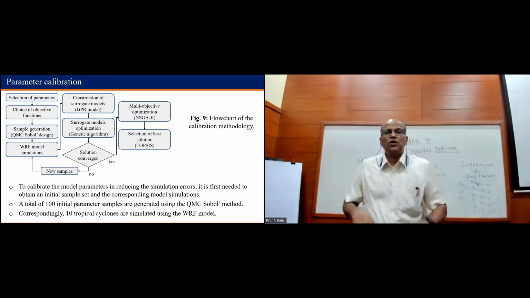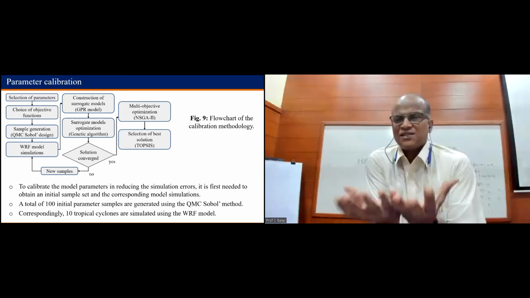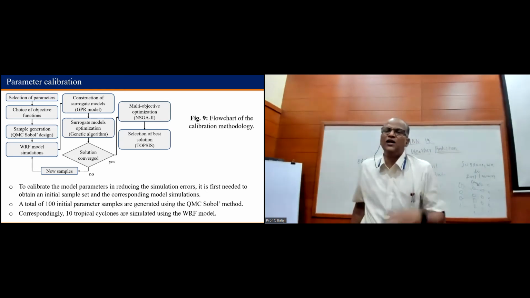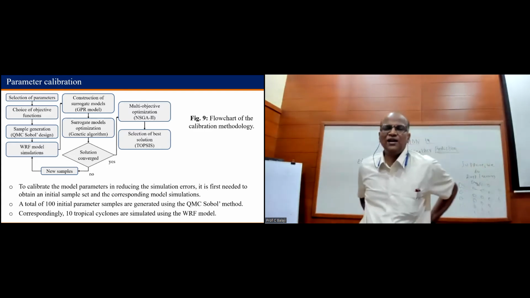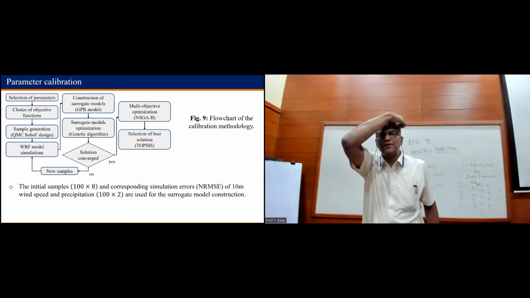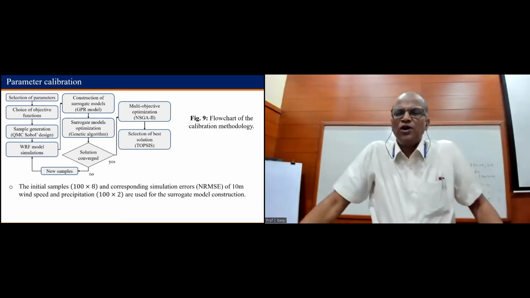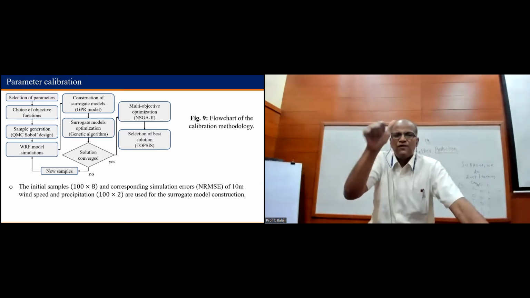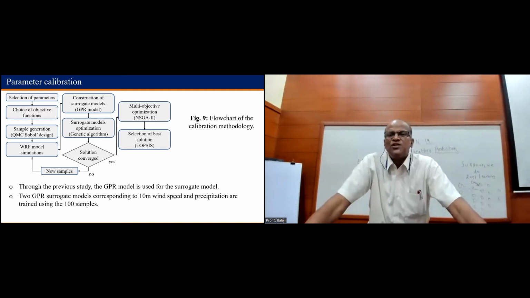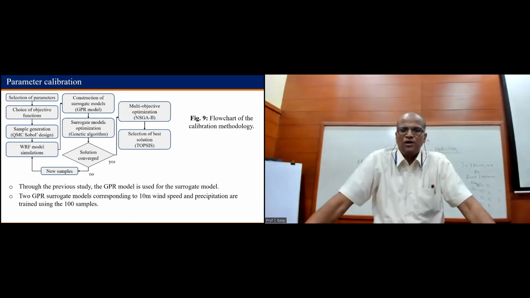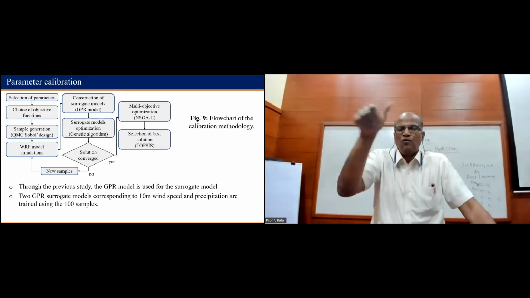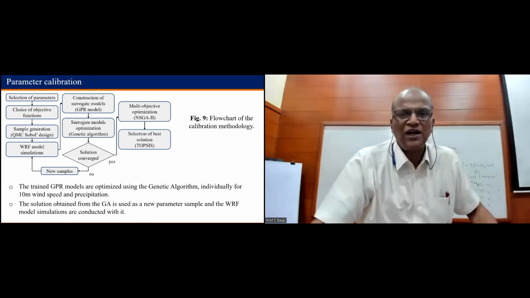Okay. So to calibrate the model, first it is needed to obtain, as I told you 5 minutes back, you need to have samples. So a total of 100 initial samples are generated using the quasi-Monte Carlo. Correspondingly, 10 tropical cyclones are simulated using the WRF model. So the initial samples 100 by 8 and the corresponding simulation errors for the 2 quantities, 10-meter wind speed and precipitation, are used for the surrogate model construction. Okay. Through the previous study, the GPR model is used for the surrogate model because we found out that it is the best. So 2 GPR surrogate models corresponding to 2 quantities. One is wind speed, one is rainfall. They are built using 100 samples.